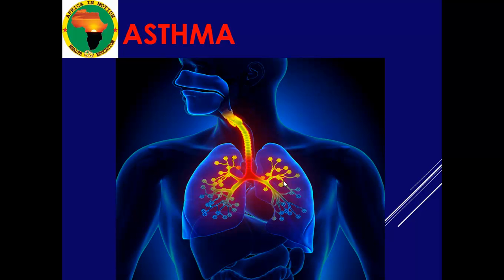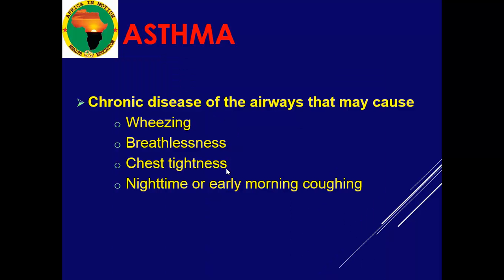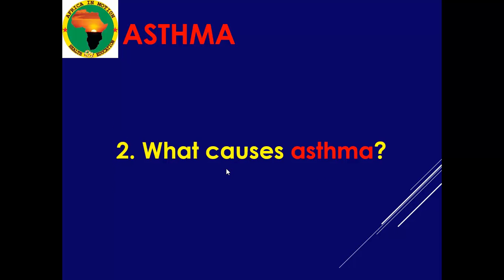Now we see the trachea going down to the bronchi, trachea, bronchi, and bronchioles. They are the ones which will be affected by that inflammation, swelling, and then it will cause difficulty in breathing. It is a chronic disease of the airways. It will cause wheezing, breathlessness, chest tightness, and nighttime or early morning coughing.